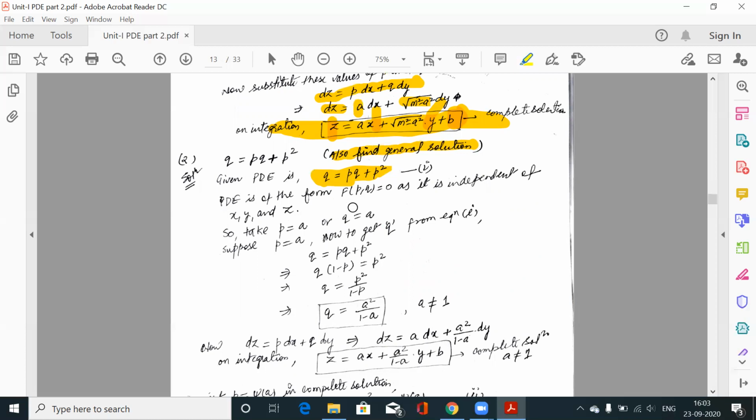So this is free from x, y, z. So this is in the form of f(p,q) is equal to 0. That is case 1 question. Now as it is independent of x, y, z, I have written the reason. So take p is equal to a or q is equal to a. Anything you can take, depending on the concept of what you want to use, p is equal to a or q is equal to a.